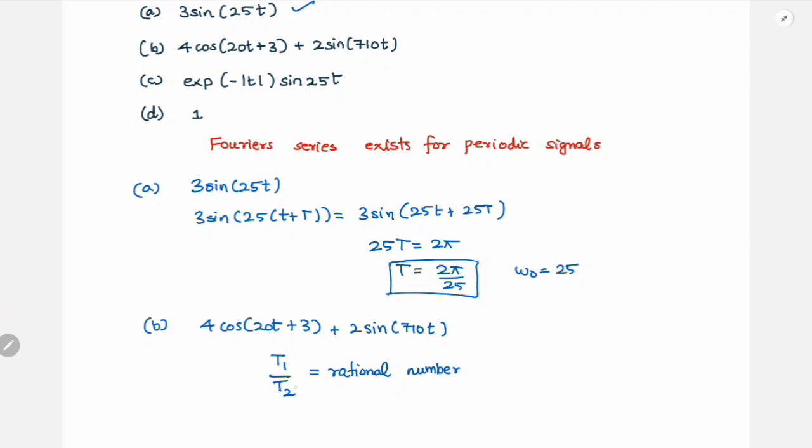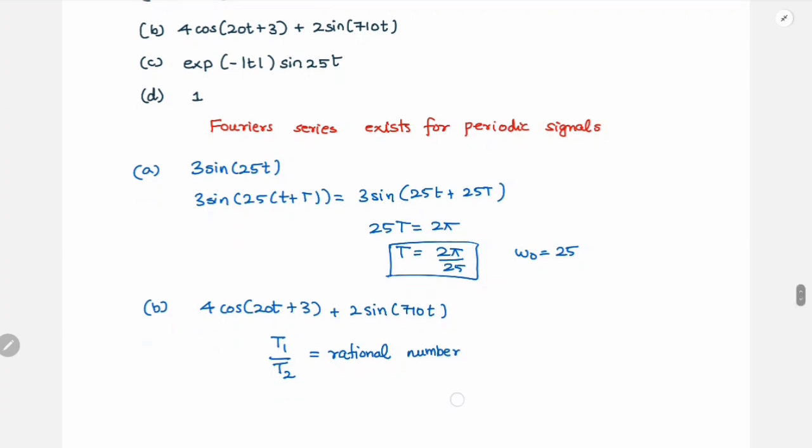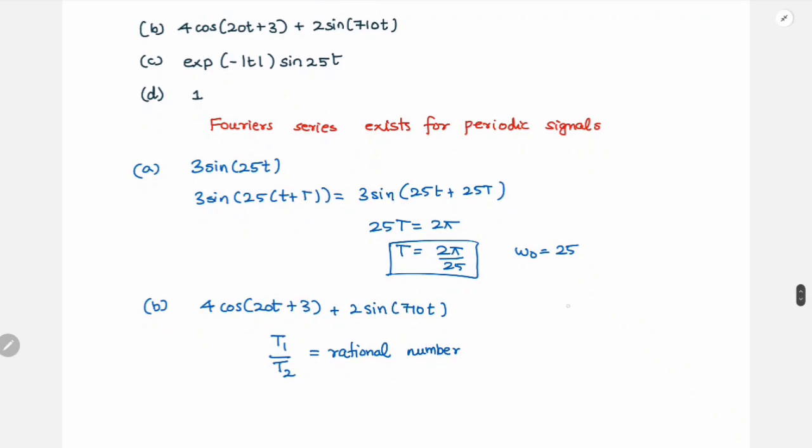So only if it is rational can we find some term where both can be periodic. For example, if you take cos 2 pi t and sine 6 pi t. So this is periodic with t naught equal to 1, and this is periodic with t naught equal to, or we can say pi by 3, t naught equal to 6.